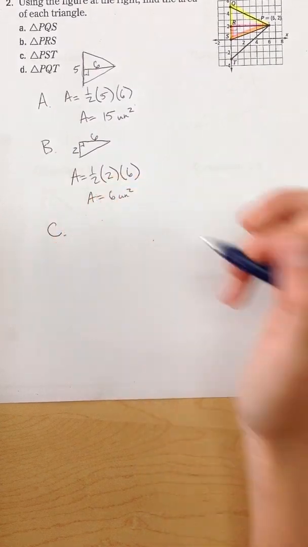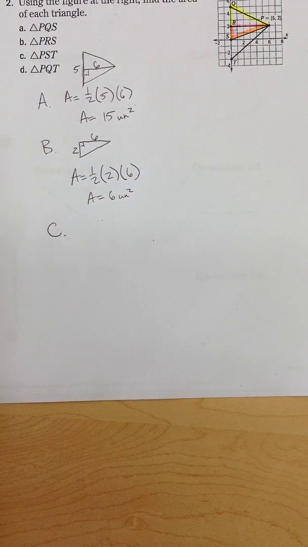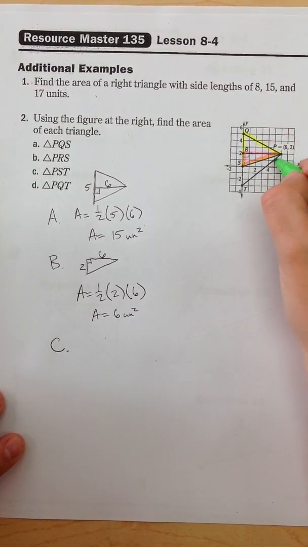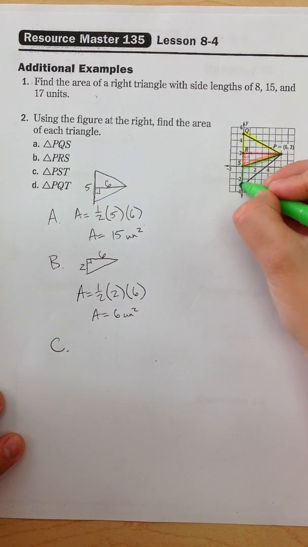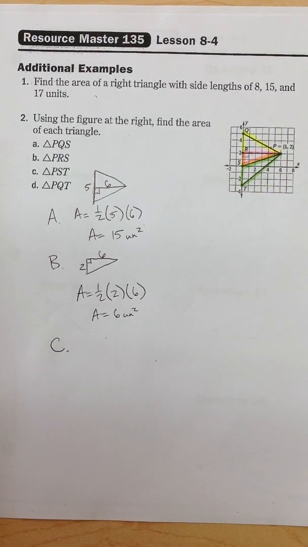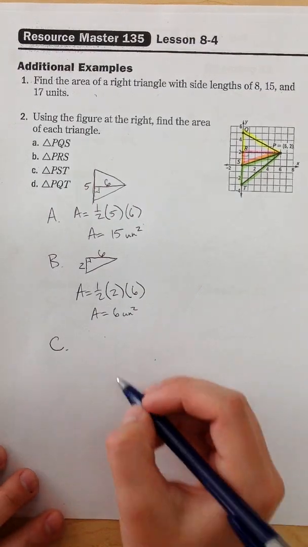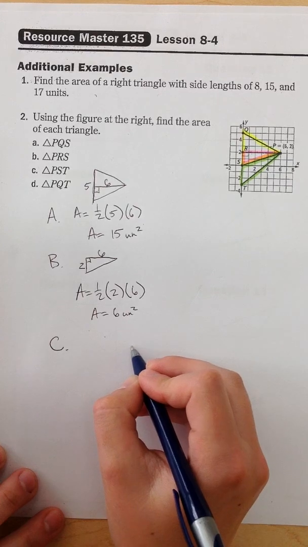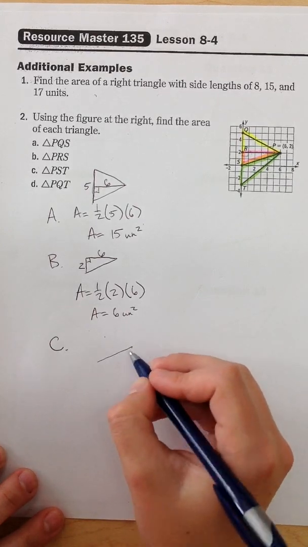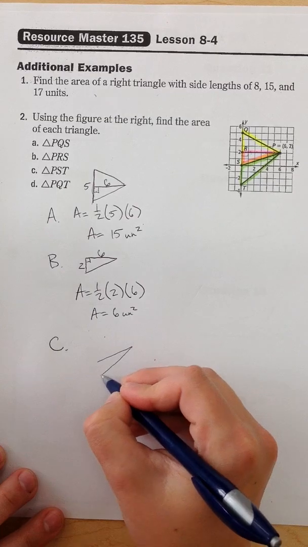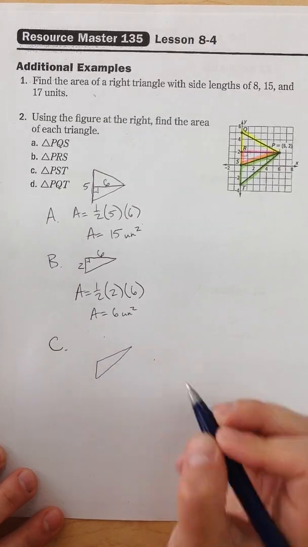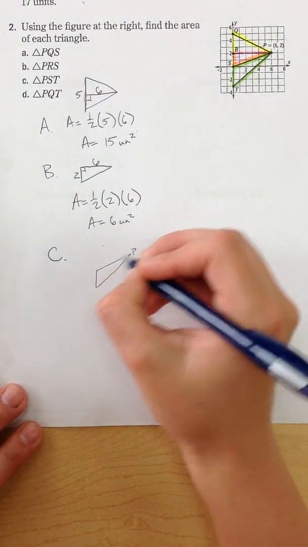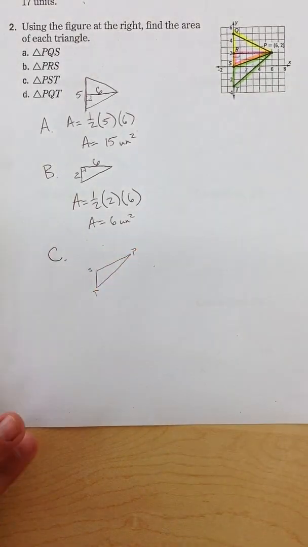Next one for C, we've got PST. So PST, ooh, this could be kind of a tricky one here. So with this one, when I draw it out, I'm kind of at like a little bit of an angle here. So I got my point P kind of going off at a little bit of an angle. This one's also kind of going off at an angle. And then I'm something like that. Okay, so this would be P, S, and T.